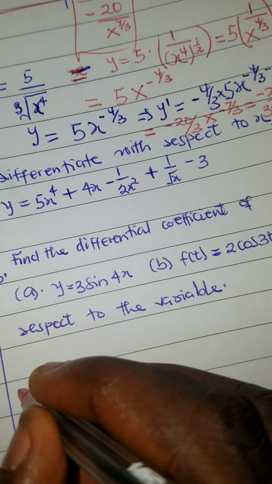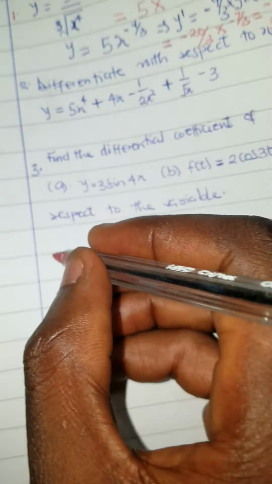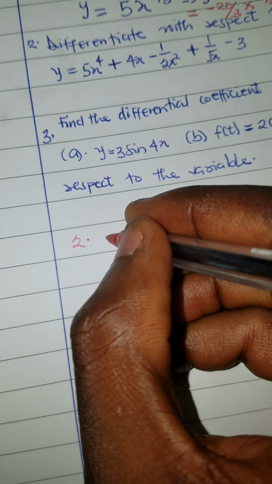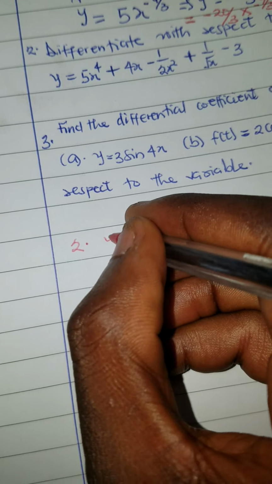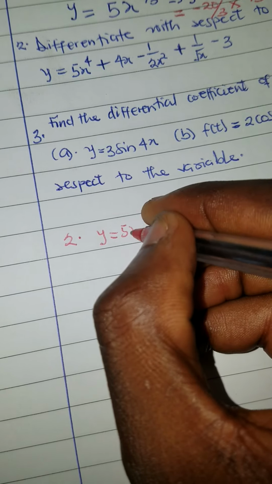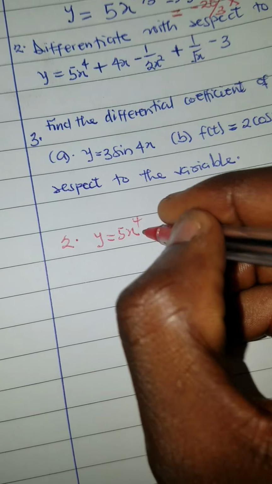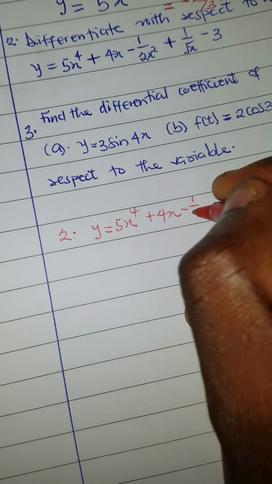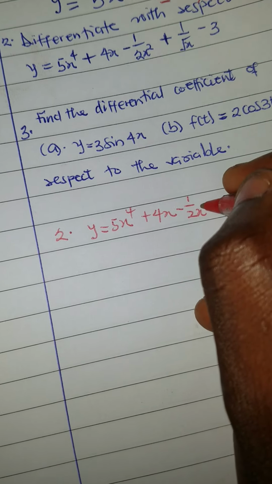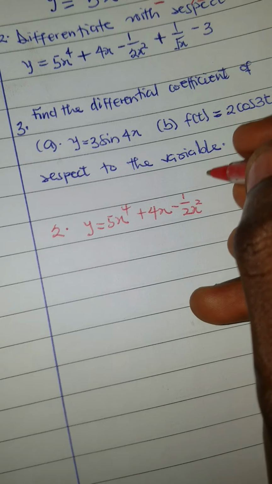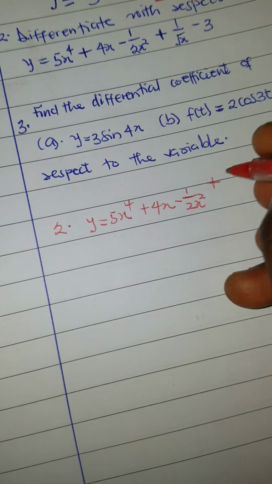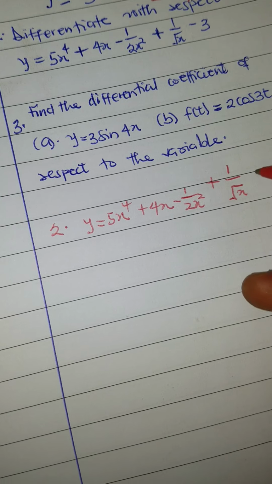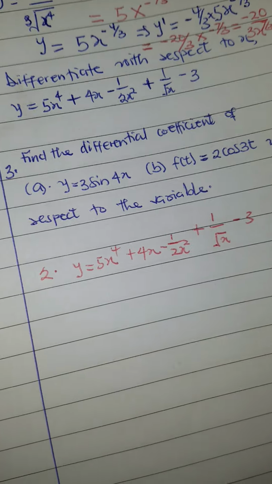Number two, we are differentiating with respect to x. y is equal to 5x raised to the power 4 plus 4x minus 1 over 2 x square plus 1 over root x minus 3.